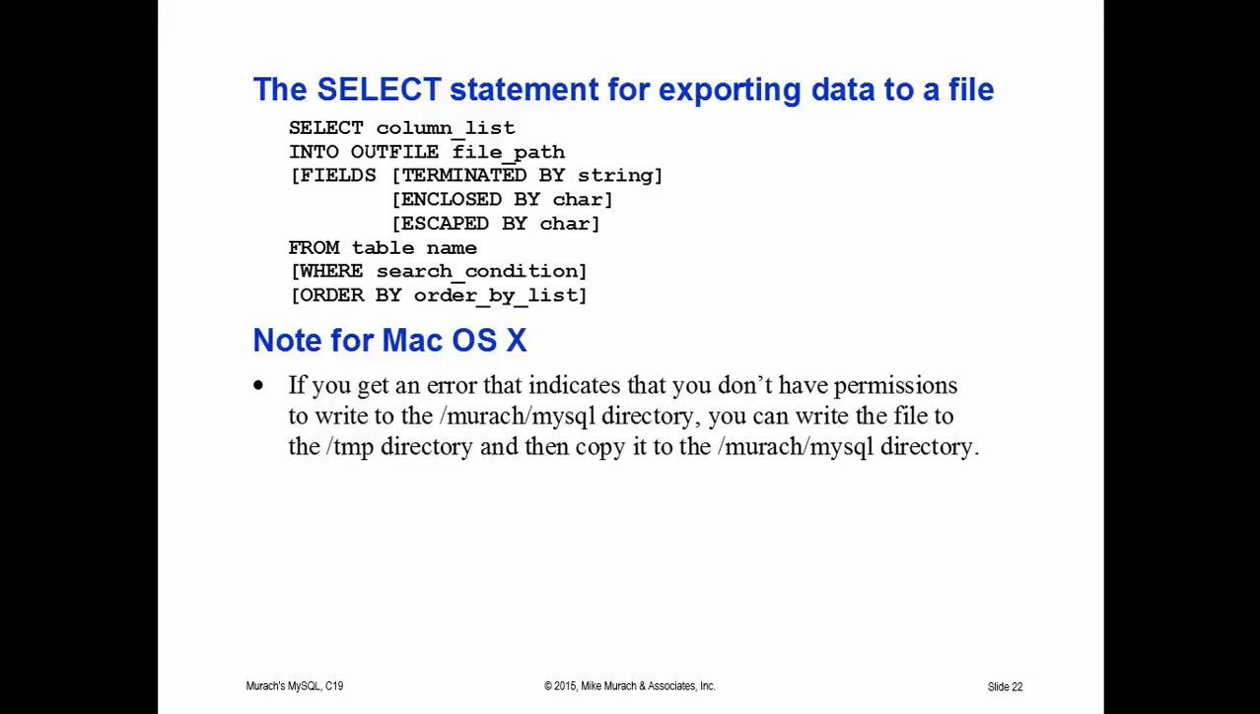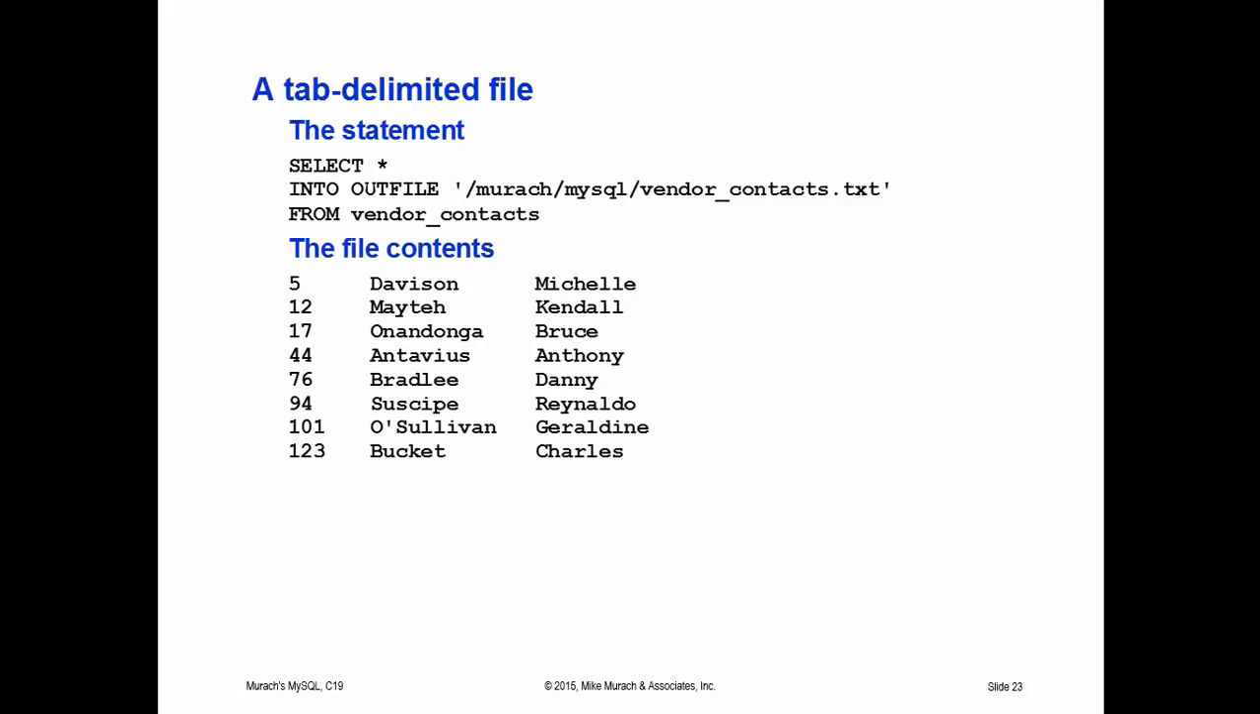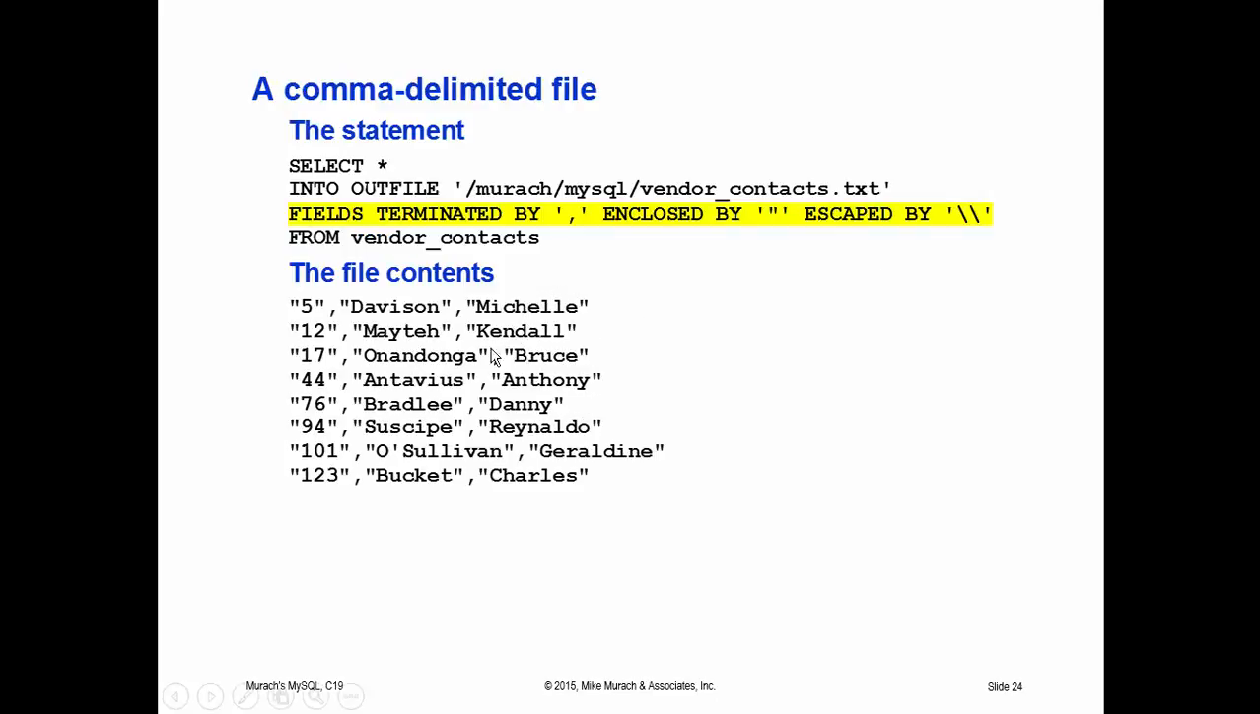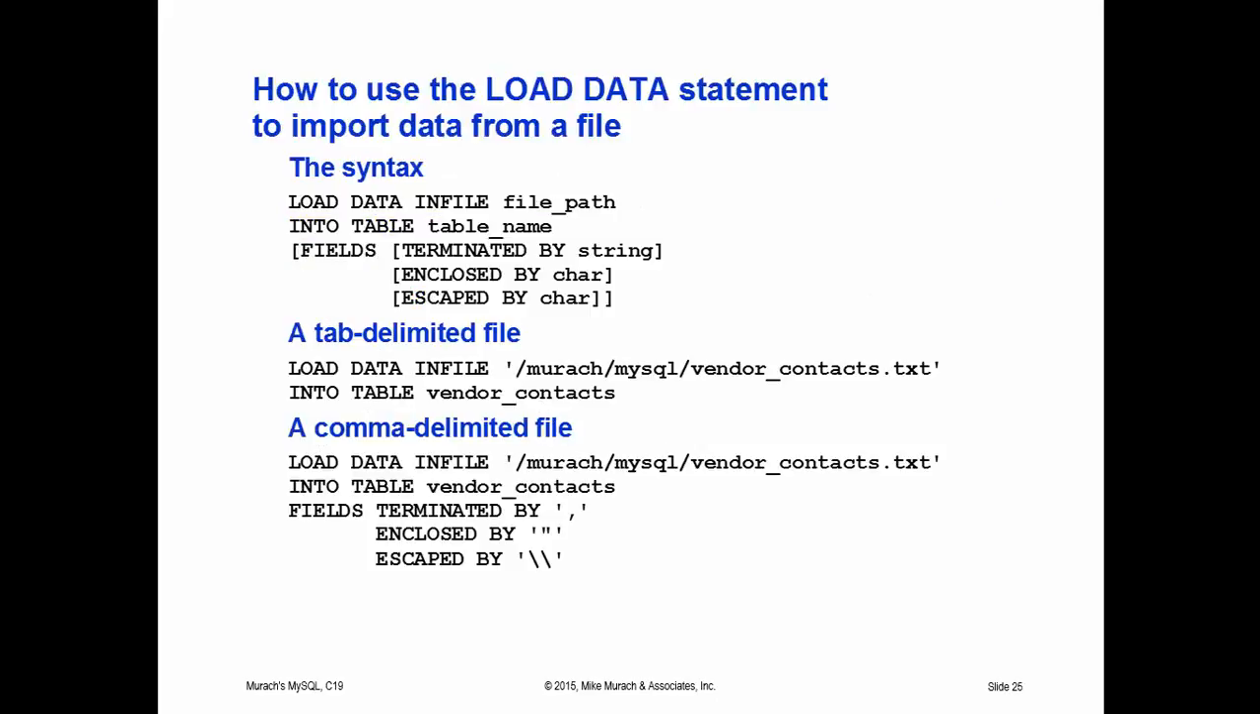You can also work with tab delimited files, comma delimited files, etc. when you're doing this. So here's an example of a tab delimited file. The file looks like this. You run the program, and then it ends up looking like this. So again, not only can you export, you can import.